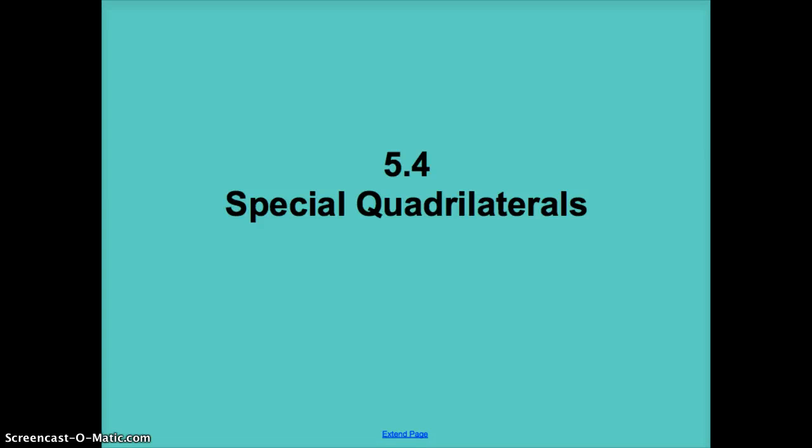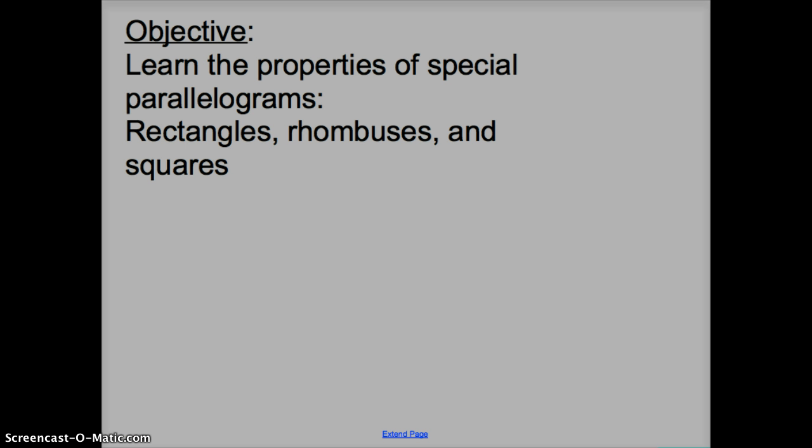In lesson 5.4, we're going to talk about special quadrilaterals, and obviously with special quadrilaterals comes some words that we've already encountered in other situations. We're going to learn the differences and properties of the parallelograms with rectangles, rhombuses, and squares. We'll also mention kites and trapezoids as well, just to go over them.